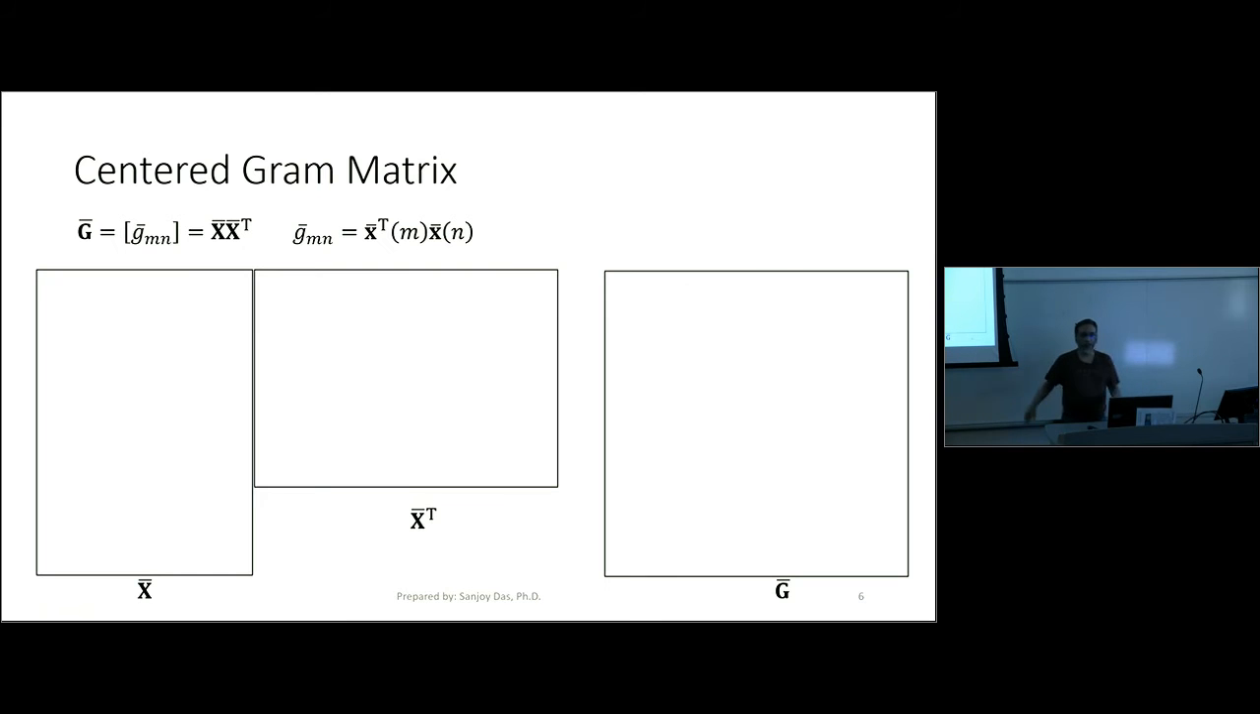We really don't want the Gram matrix. What we are more interested in is the centered Gram matrix. Now to give you the random variable example, if each sample point were a random vector, then G bar would be the covariance matrix.